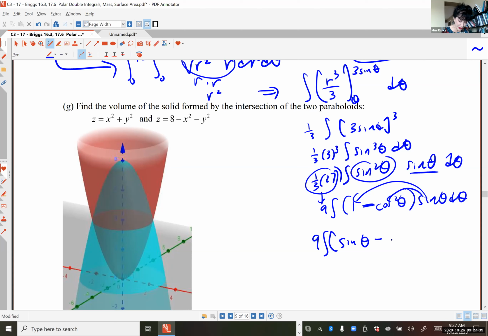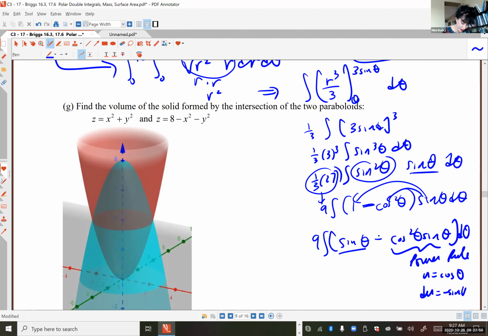Then I hope you can see the first term is easy. What is the antiderivative of sine? We all know how to do that. And the second term, you're going to use the power rule where u is cos and du is negative sine, and then you can use this negative right here. I'll change this to plus. There's plus and negative.